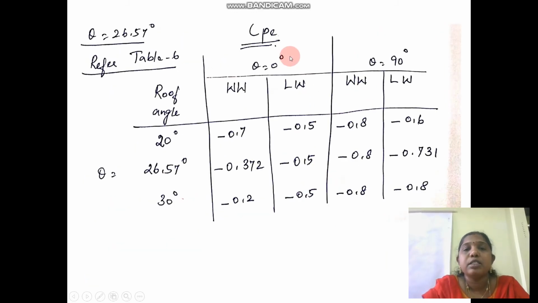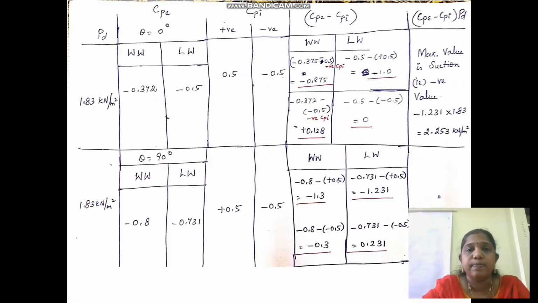Now CPE you have to find out. We know the angle is 26.57 degrees, but in the code it is given for 20 degrees and 30 degrees. So for theta equal to 0 degrees, what is your windward and what is your leeward, and for theta equal to 90, what is your windward and what is your leeward. You have to take down the values given in the code and linearly interpolate to find the values for theta equal to 26.57 degrees. So these are the four values you are going to use for the calculations further.